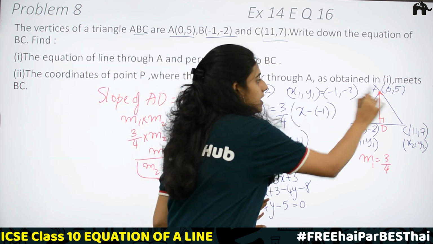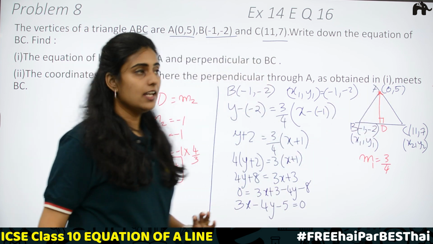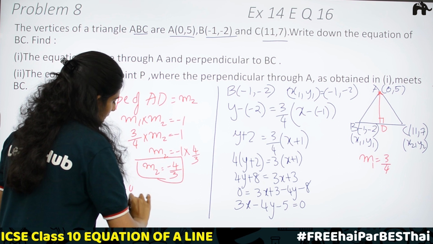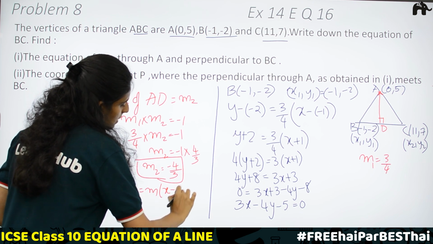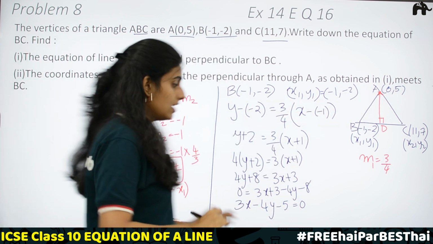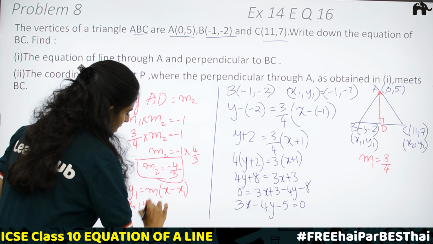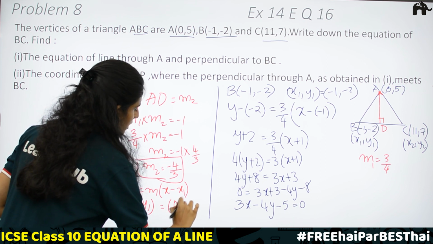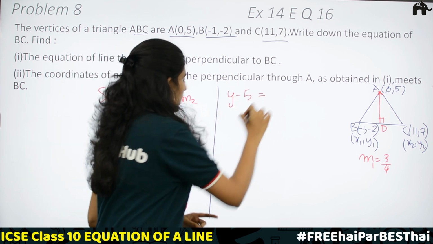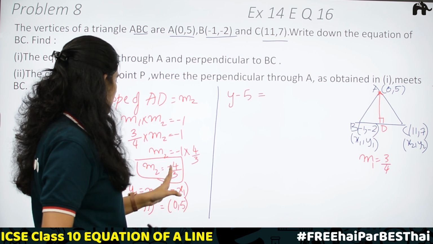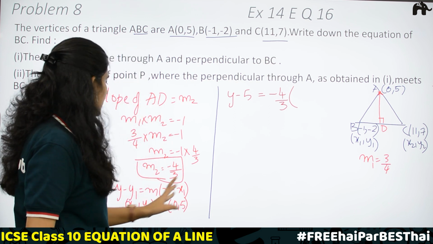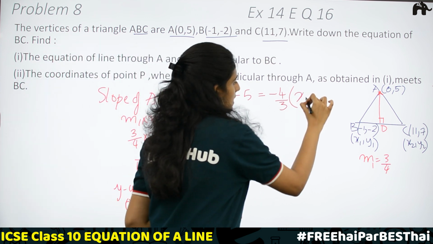Okay, we have a point A (0, 5) which lies on AD. Now, we can take the point-slope form, that is y minus y1 is equal to m into x minus x1. Here we are taking this point as x1, y1, coordinates x1, y1 is equal to 0, 5. So y minus y1 is y minus 5, equal to m, which is minus 4 divided by 3, into x minus x1. x1 is 0, so x minus 0.